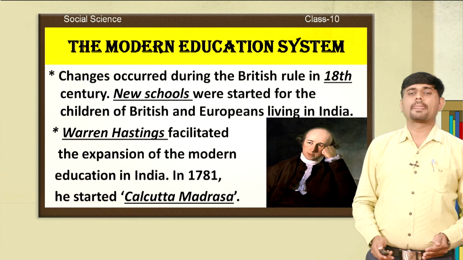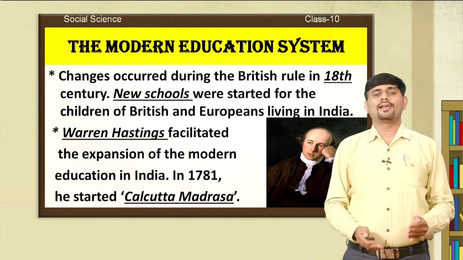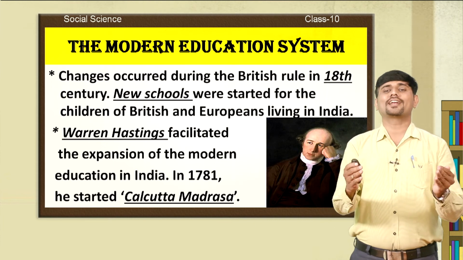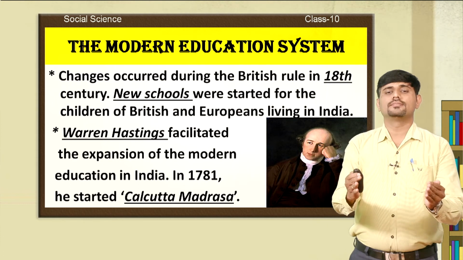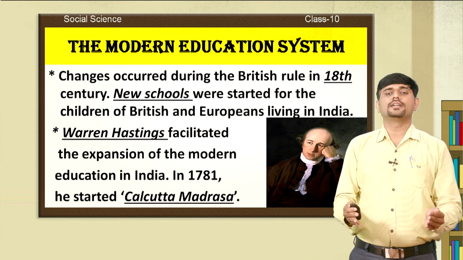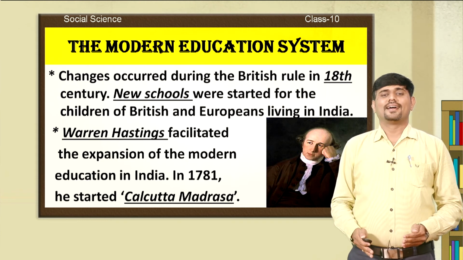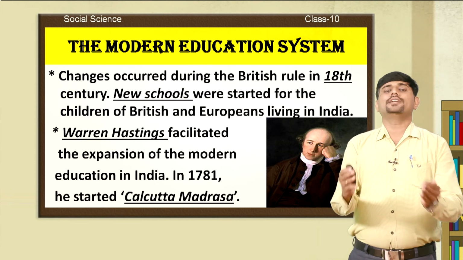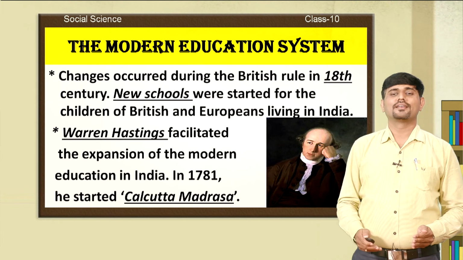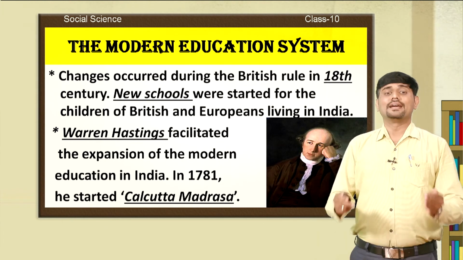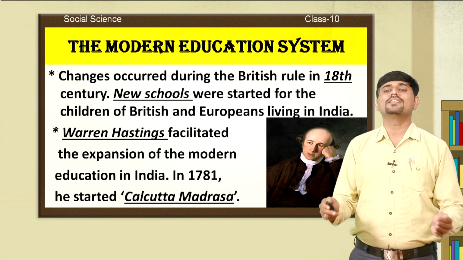Dear students, that was the land reforms and the impact of the land reforms. Let us study the next concept, the modern education system. What was the impact of the British rule in India? In that, especially the modern education system. Several changes occurred in the education system of India during the British rule in the 18th century. New schools were started for the children of British as well as Europeans living in India.